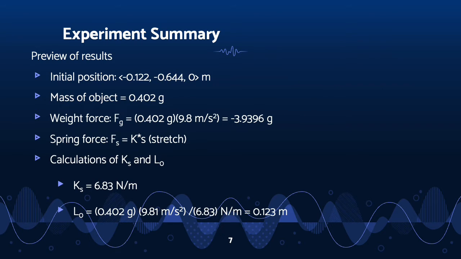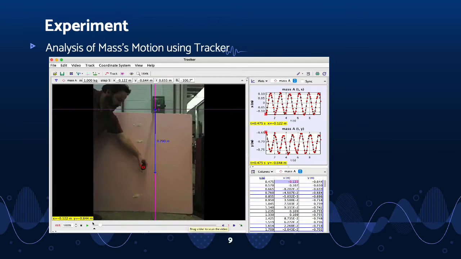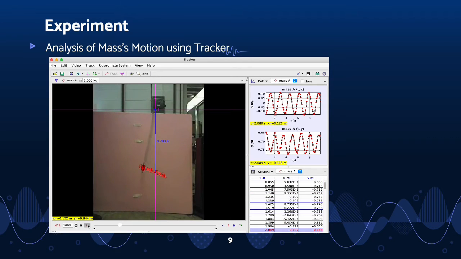The preview of my results are written below: the initial position, mass of the object, weight and spring force, and calculations for spring constant and L0. Experiment details. And here we have the video of the analysis of the mass's motion using Tracker.